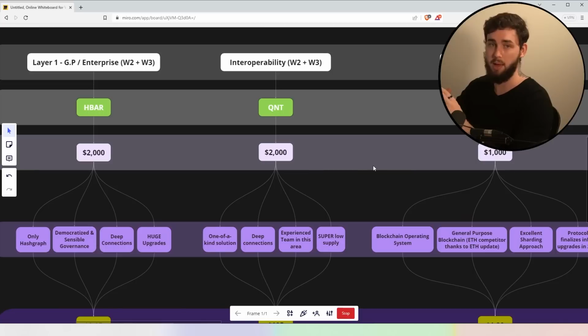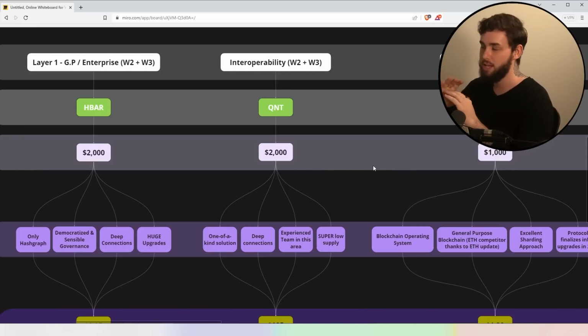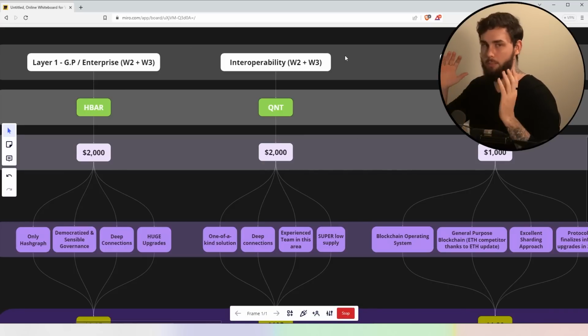Now, there's been some massive news with Quant recently, okay? Over like literally the last 24 hours, so this baby's definitely in the top two projects here. Interoperability, right? They connect Web2, Web3, anything.